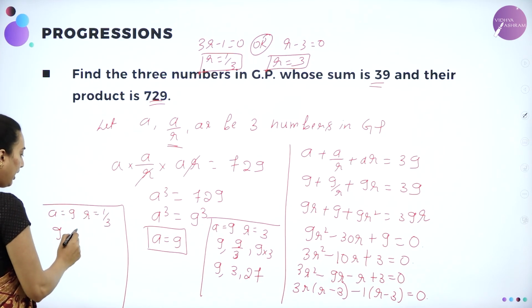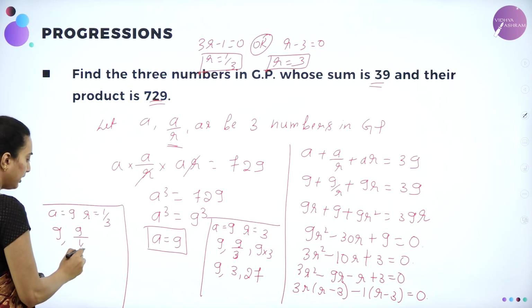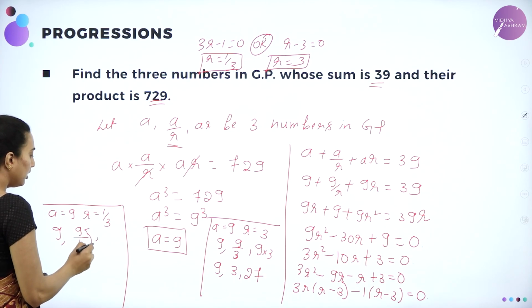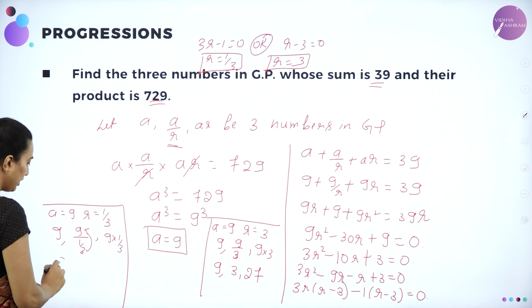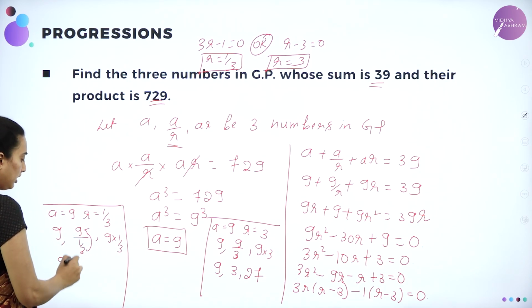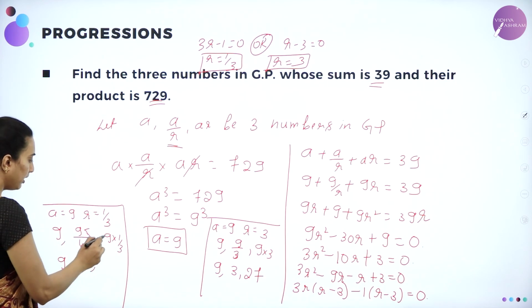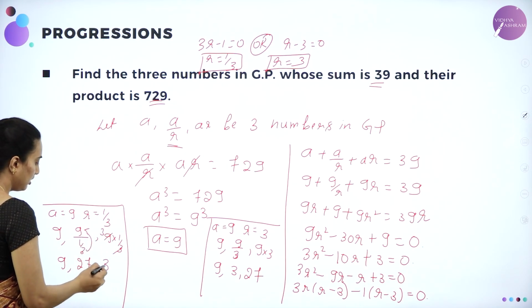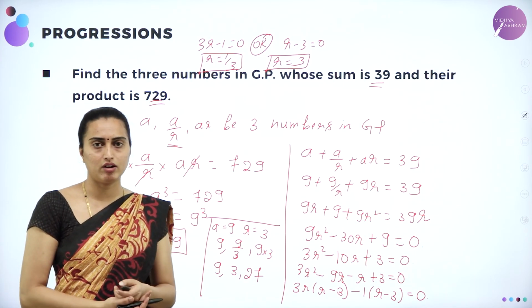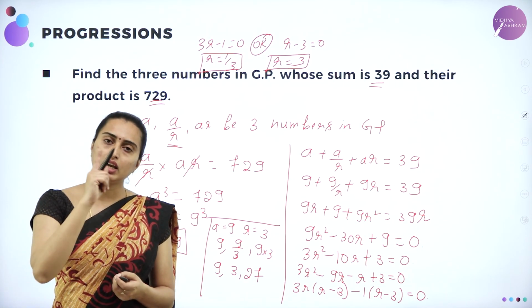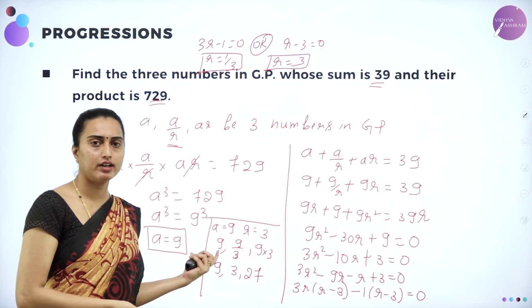Now take r equal to 1 by 3, where a is 9. So a is nothing but 9, comma a by r, here a is 9, 9 divided by 1 by 3, 3 will go to the numerator, so 27, comma 9 into ar, 1 by 3, which is 3. So the numbers are 27, 9, 3. Either this or this, in an increasing order or a decreasing order you can write it. So taking any one value of r, you are going to get the answer.